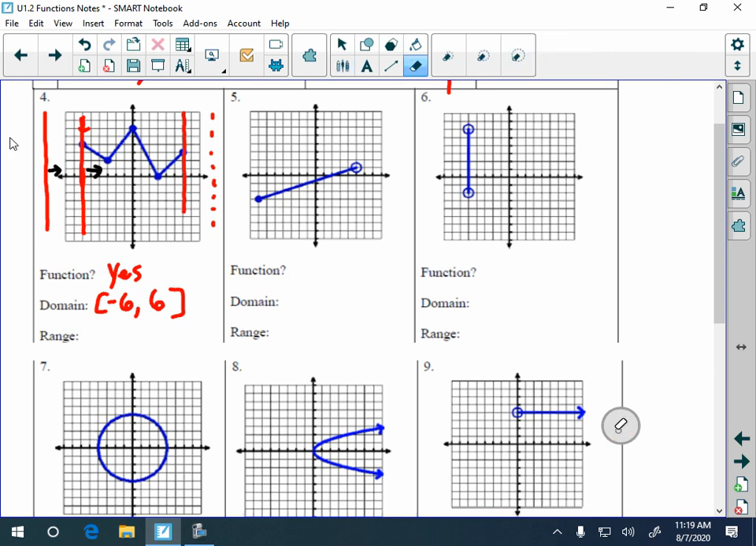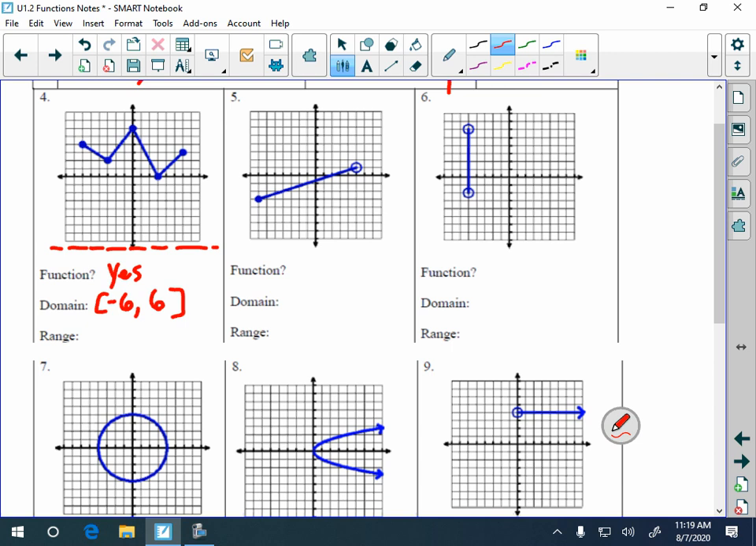So always go left to right when you're talking about domain, because you have to go smallest to biggest. All right, now when we talk about range, we're going to go bottom to top. So here's where negative infinity is, down here. That's the lowest spot that you can go, is where negative infinity is. So now the question is, does the graph and that horizontal line that we just drew, will those two intersect each other ever? Well, no, they won't.